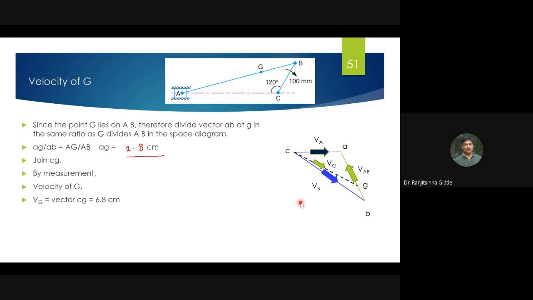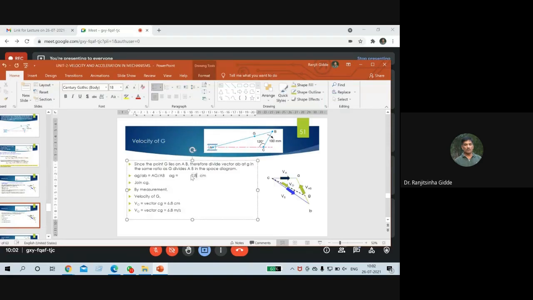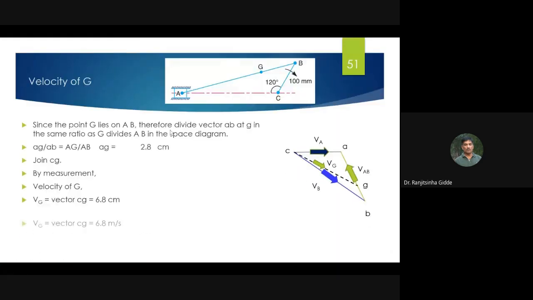Okay. So next line you can write, therefore, VG is equal to vector CG, and again you can write 6.8 meter per second, and whatever value you got, in accordance to your value for that particular vector you can write. Okay, next.